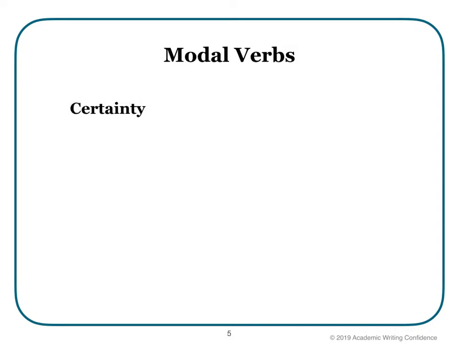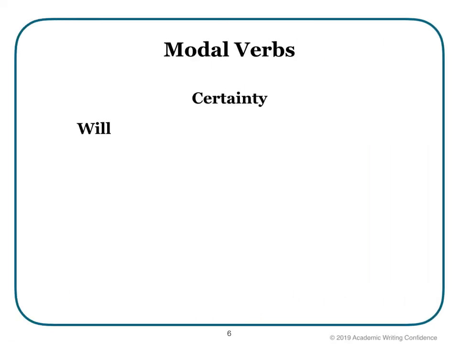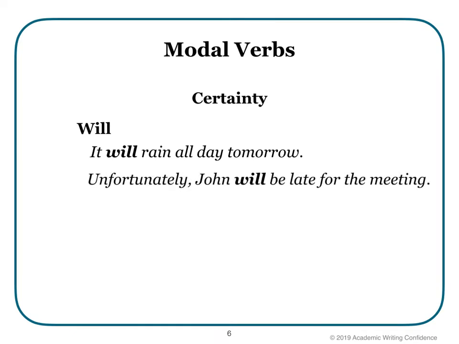One form is to use them to show certainty, that something will happen. It's for certain. We use words like will or would, or sometimes we use the word can. Let's look at a few examples with these words. The word will can be used in this way. It will rain all day tomorrow. The word will here shows that the rain is a certain thing. And in this sentence, unfortunately, John will be late for the meeting. Here we're showing the certainty of John being late. We know he's going to be late.